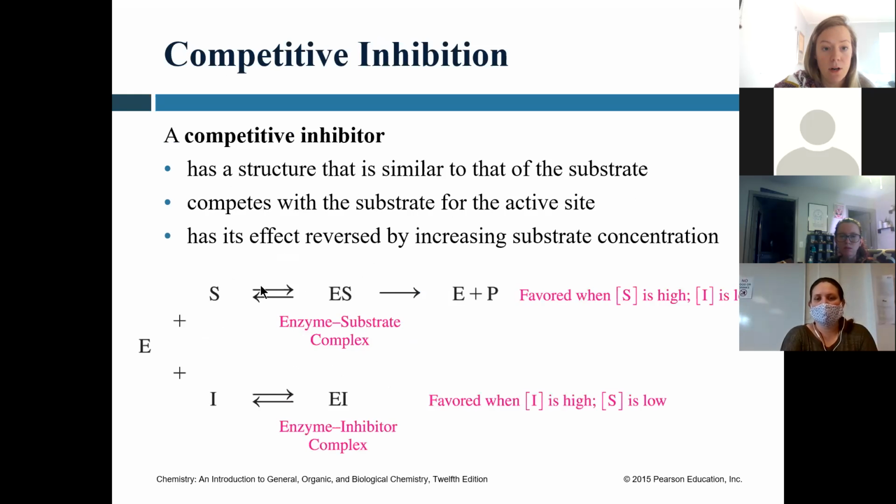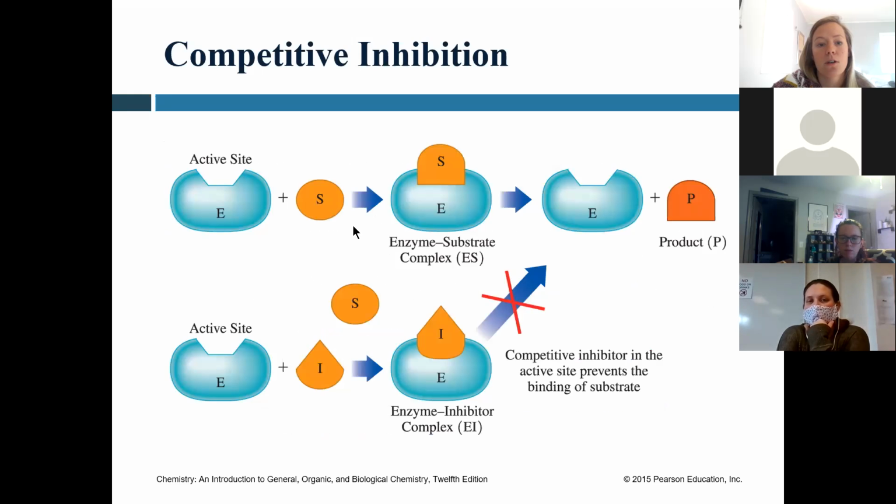So a competitive inhibitor has a structure that's really similar to the substrate, and it competes for those activation sites. It has its effect reversed by increasing the substrate concentration. So let's say your body's like, oh, there's an inhibitor there. Well, I'm just going to add more substrate concentration. Well, you'll go back to having a more balanced situation.